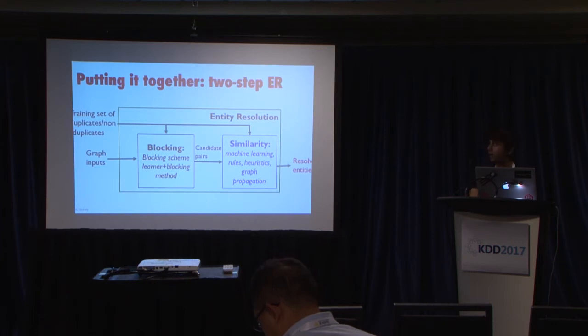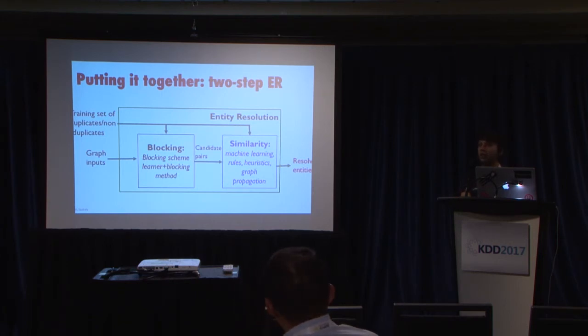So putting it together, the way that entity resolution is done today is really that you have your graph inputs, you have some training set, which is links in the graph. So you have some links of which nodes refer to the same thing, and you also have some negative links, which is that these two things don't refer to the same thing. And you use this training set for learning your blocking key, learning your similarity function, assuming that you're using some semi-supervised or supervised method. And you first do blocking, you generate your candidate set.